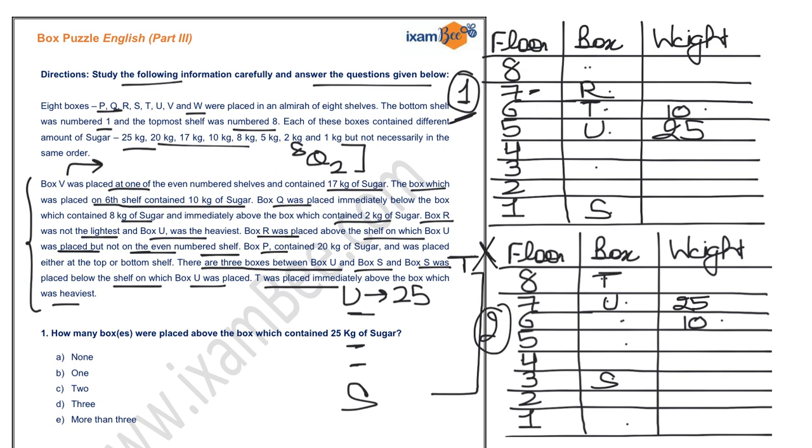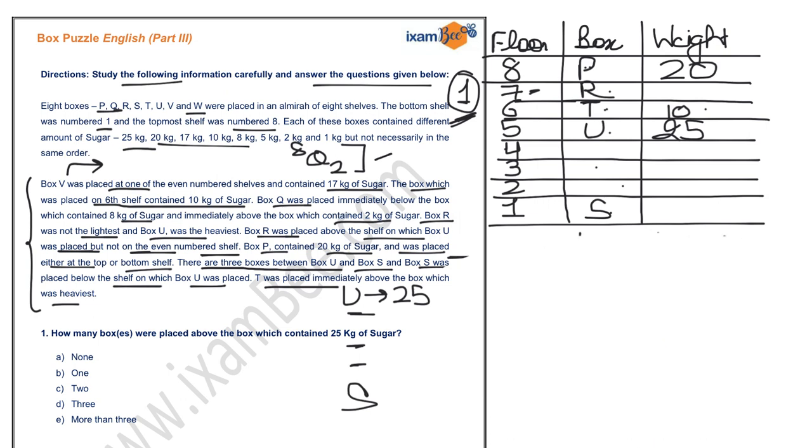Now box P contained 20 kg of sugar and was placed either at the top or the bottom shelf. Now as per my case number 1, box P can be fixed at the top position, right? Because the bottom position is already occupied by your S and it contained 20 kg of sugar. So I am writing 20 over here.